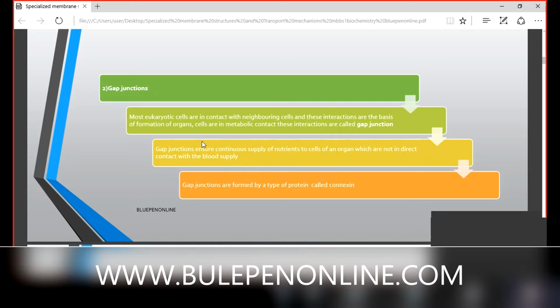Gap junctions ensure continuous supply of nutrients to cells of an organ which are not in direct contact with the blood supply. That is the most important point. Then gap junctions are formed by a type of protein called connexins. In tight junctions we can see claudins and occludins. Here, gap junctions are formed by a type of protein called connexin.